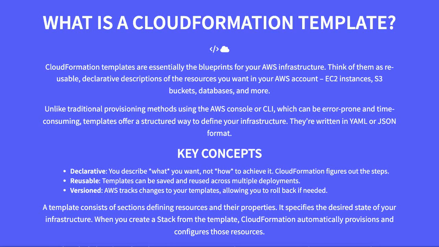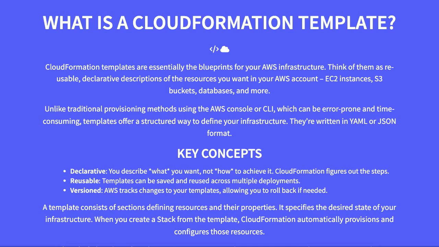Let's talk about CloudFormation templates. Basically, they're like recipe books for your AWS infrastructure. Instead of manually setting up each resource through the console, you write a template, which is just a file describing everything you want in your cloud environment. It's all based on what you want it to look like, not how AWS should build it. These templates are written in either YAML or JSON, and they're incredibly reusable, so you can copy them for different projects and deployments.